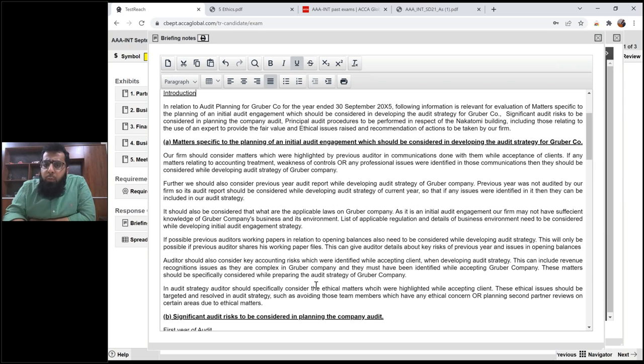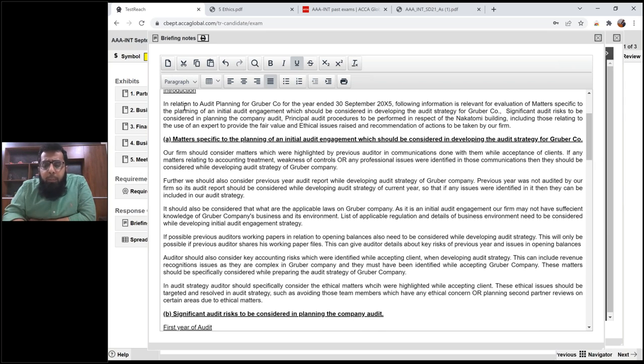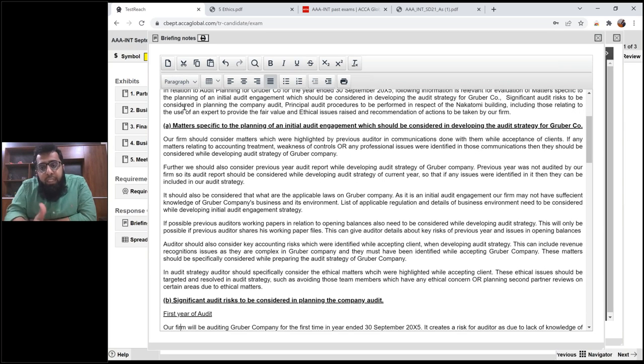No need to write the conclusion. Conclusion is not mandatory. There will be no marks deduction if you do not write a conclusion. It's not necessary, so I don't advise my students to write a conclusion. It's sufficient to write the introduction and make the format of the memo, the briefing note. Then we discuss the audit risk, which we discussed in the previous class. Then we discuss the principal audit procedures, and in today's class we discuss the ethical issues. For ethical issues, I told you that you have to follow a simple one mark approach. Is it clear? Now let's move to second question.